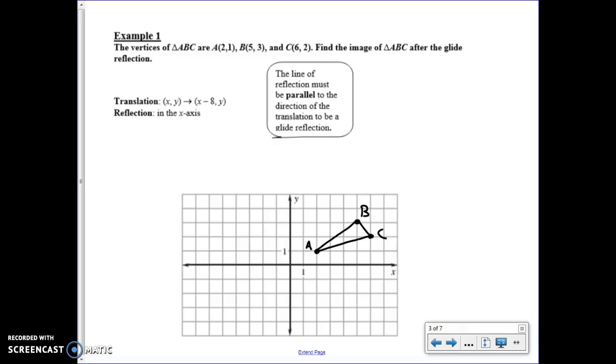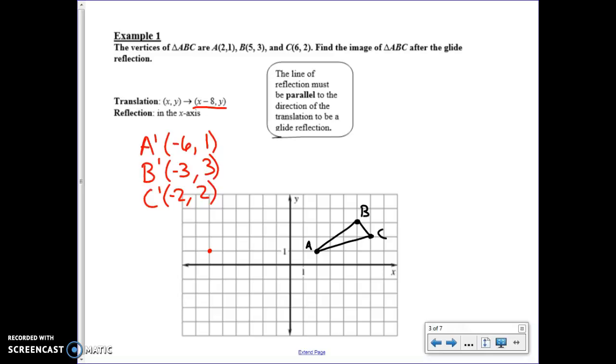But our translation, remember, we just use our original point and add or subtract. So I'm going to take all of my x values and subtract 8, but I'm going to leave my y values the same. So 2 minus 8 would be negative 6, and then I have 1. B is 5 minus 8, so that's negative 3, and then I'm still up 3. And C is 6 minus 8, so negative 2. I'm still up 2.